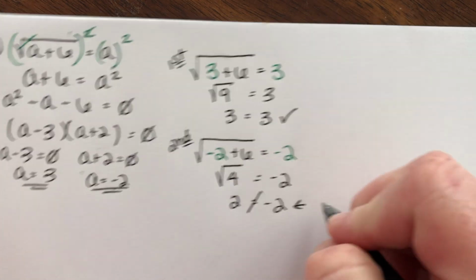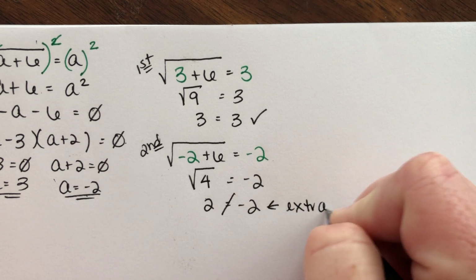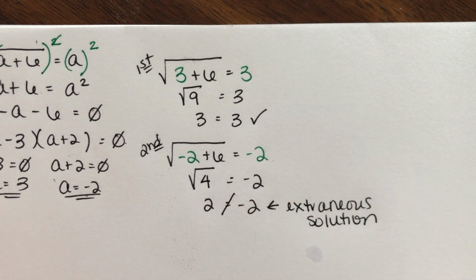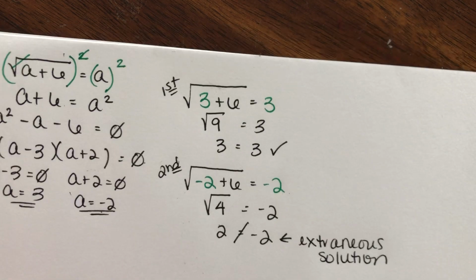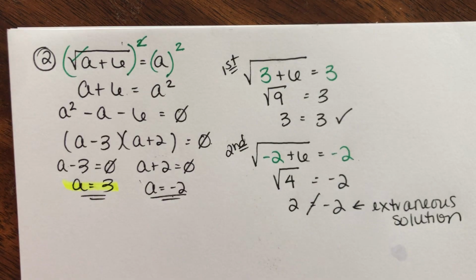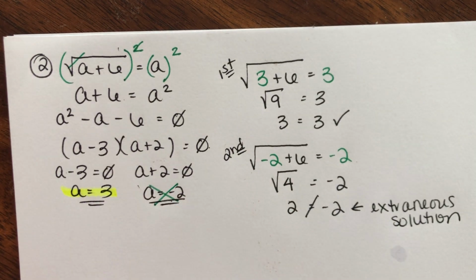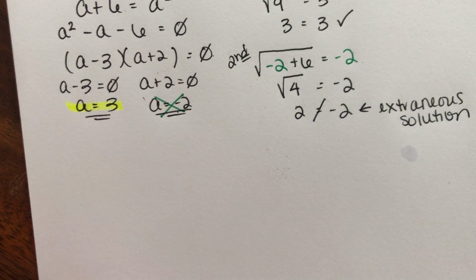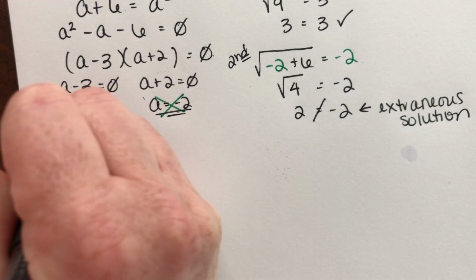It doesn't work. So we're going to write extraneous solution. The only solution here that works, I'm going to try and highlight it, is 3. And a equals negative 2 did not work. All right, next problem. On the worksheet, we're going to do number 3.